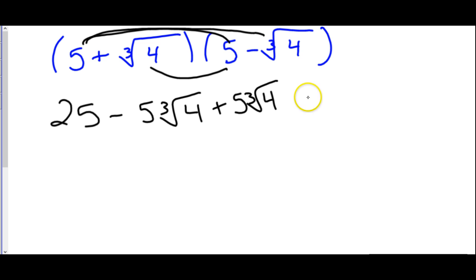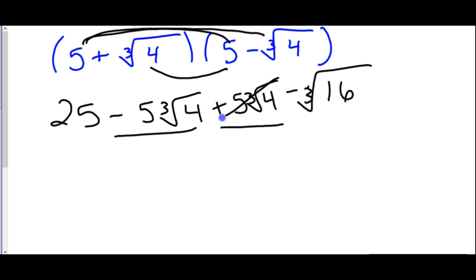And then cube root 4 times cube root 4. You do not multiply the indexes. It's still going to be cube root. But you do 4 times 4 is 16. Now notice, these middle terms are exactly the same. They're going to actually cancel each other out. So all we need to simplify is the 16.